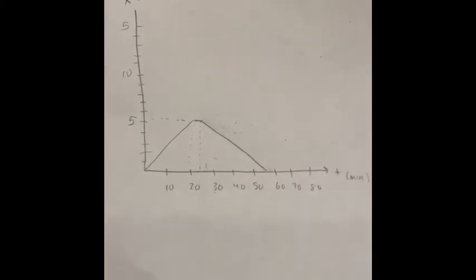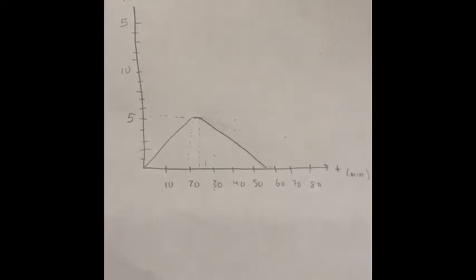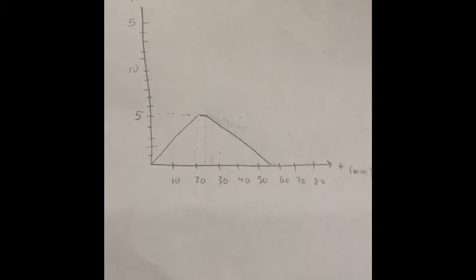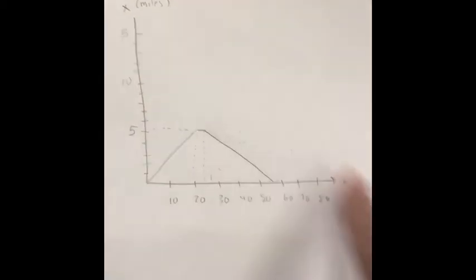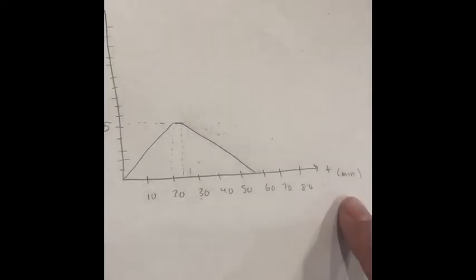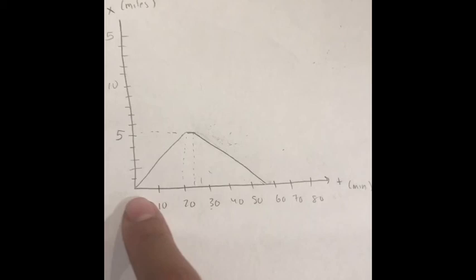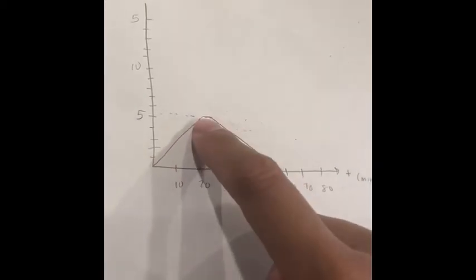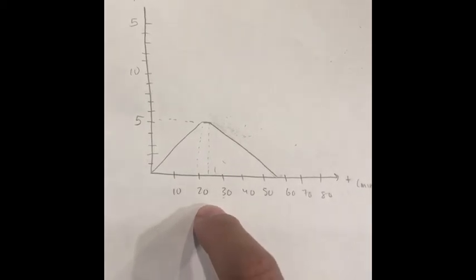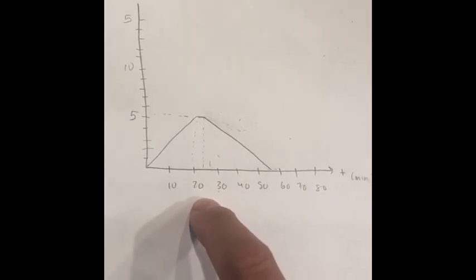The second part of the question asks, assuming that the origin of his trip is at 48th Street, draw a position versus time graph for this trip. The position in this case is x because he traveled horizontally. Time is in minutes. The origin is 0. This is where he started. So he travels up for 5 miles, and that takes about 20 minutes.